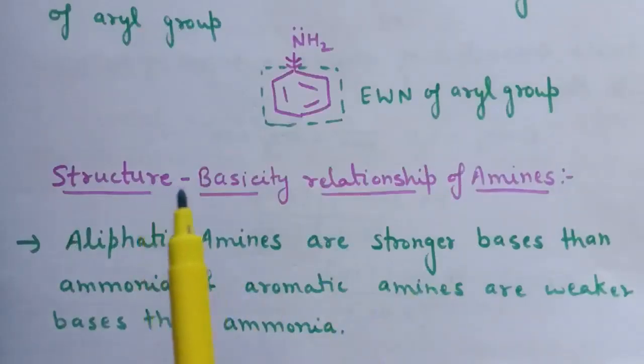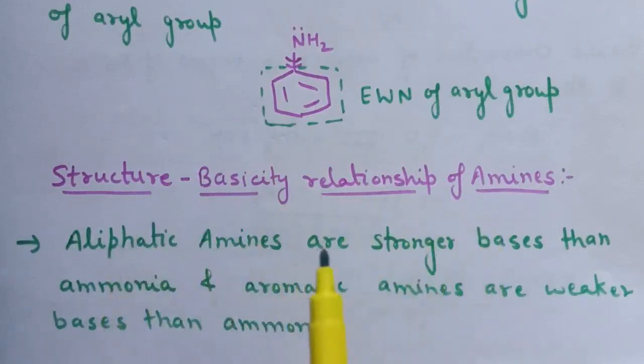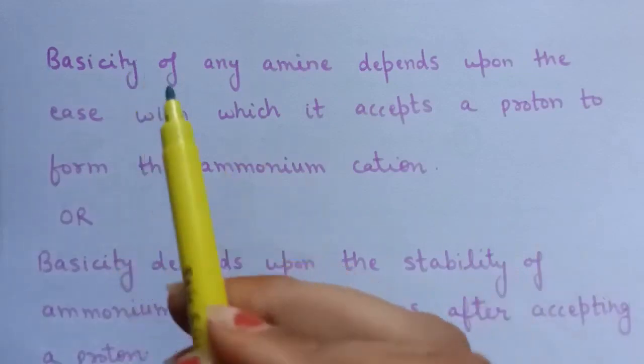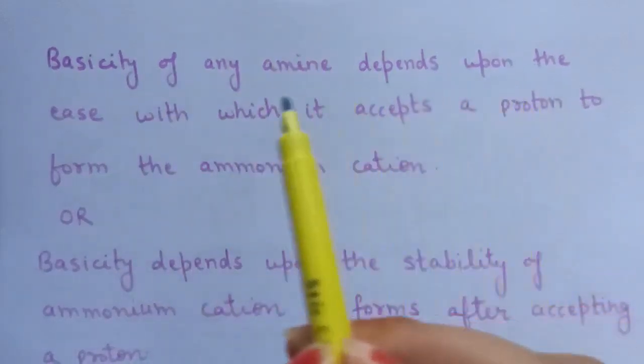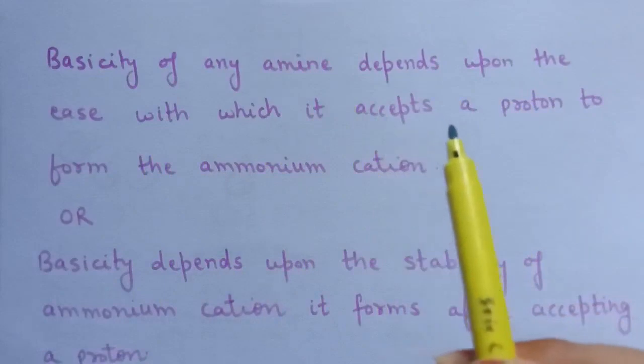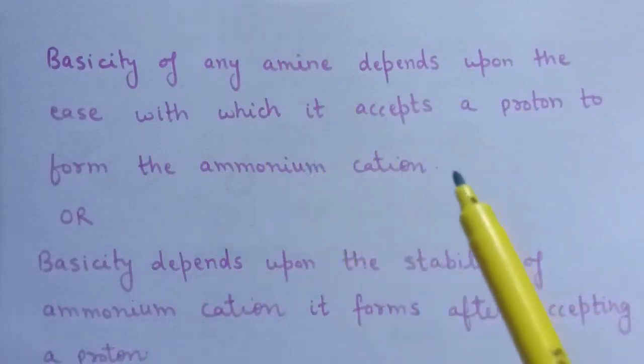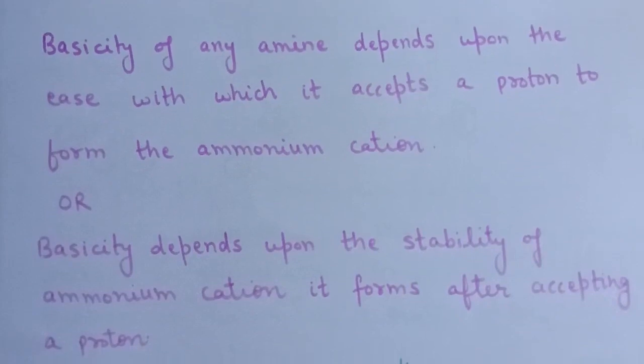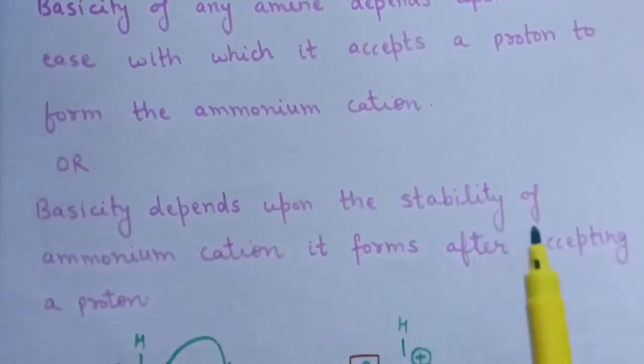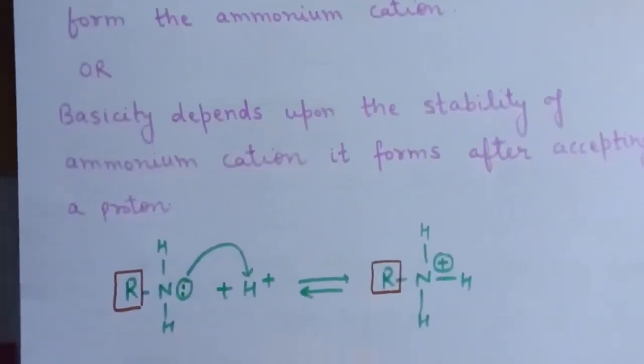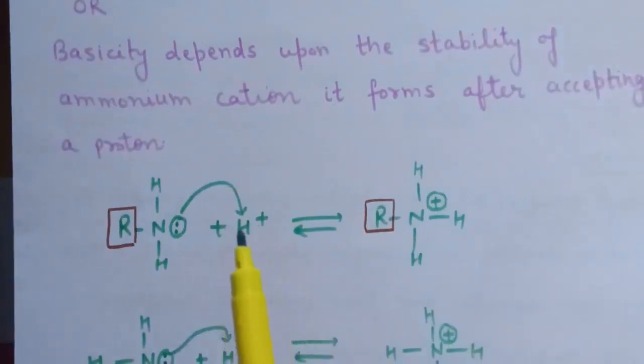Next is structure basicity relationship of amines. As we have discussed, aliphatic amines are stronger bases than ammonia and aromatic amines are weaker bases than ammonia. Basicity of any amine depends upon the ease with which it accepts a proton to form the ammonium cation. Or in other words, you can say that basicity depends upon the stability of ammonium cation it forms after accepting proton. So here is the reaction RNH2 after accepting proton.